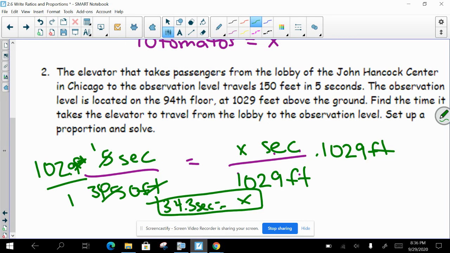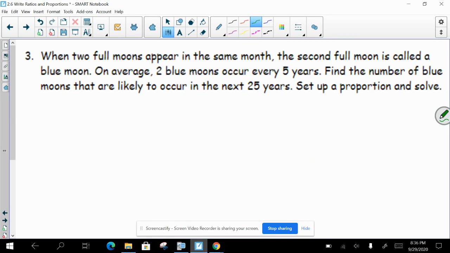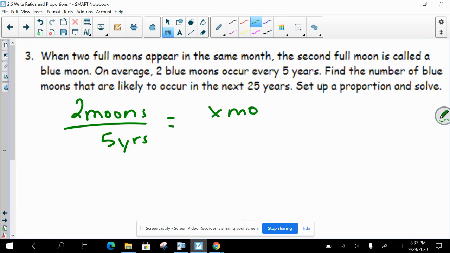Okay. And then for the last question, when 2 full moons appear in the same month, the second full moon is called a blue moon. On average, 2 blue moons occur every 5 years. Find the number of blue moons that are likely to occur in the next 25 years. All right, so we'll put blue moons for every 5 years. So 2 moons over 5 years equals x moons in 25 years.